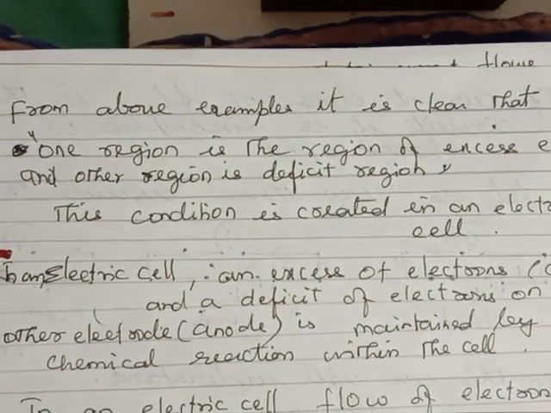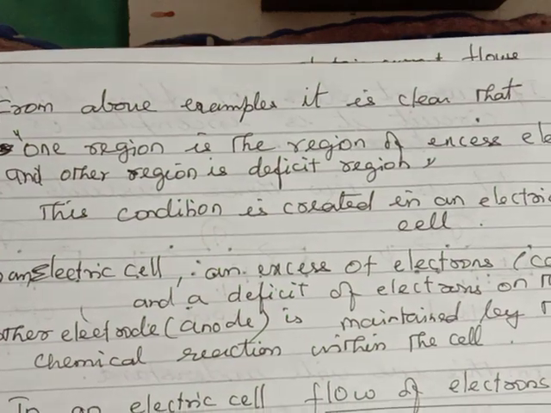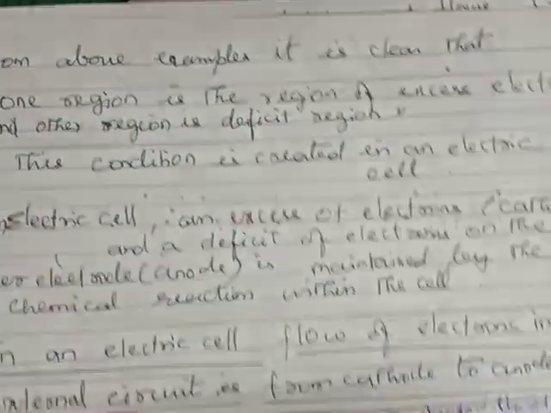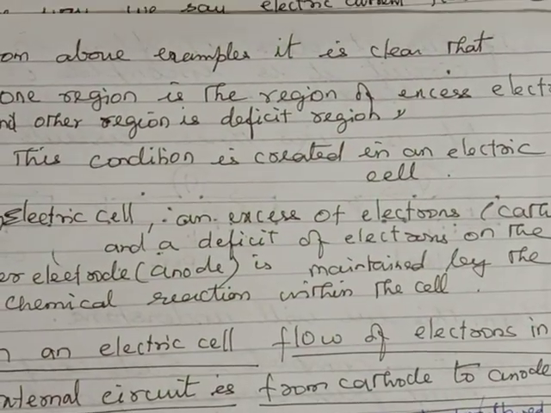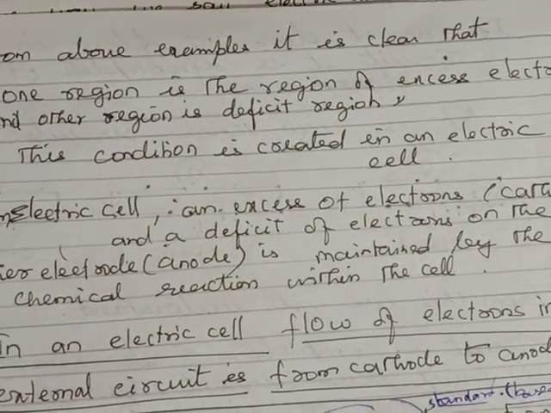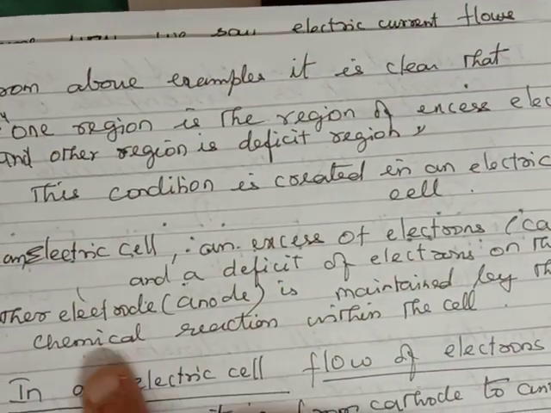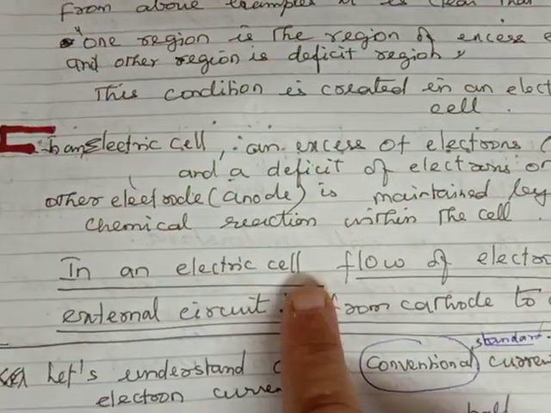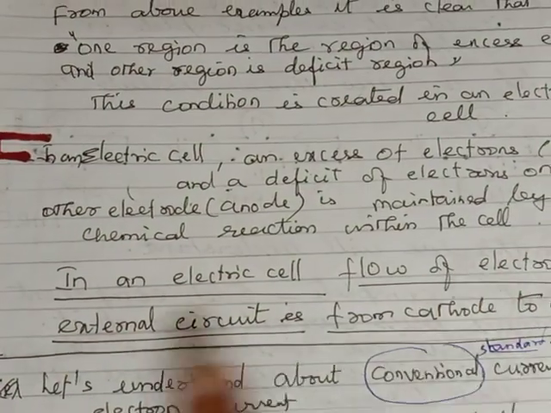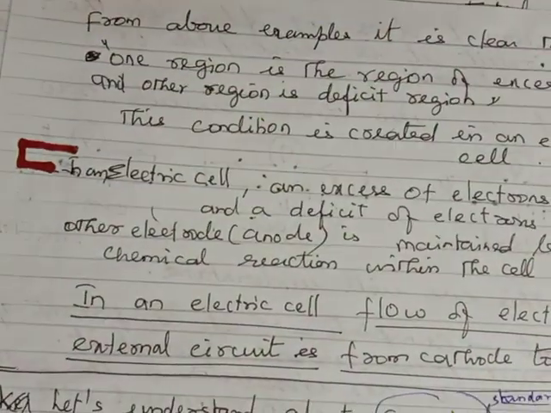One end always has an excess number of electrons. The other region always has a deficit. This condition is always created in an electric cell. As long as this condition is maintained, we can keep on drawing current from the electric cell. So this is the concept here. What happens inside? A chemical reaction takes place within the cell. In an electric cell, the flow of electrons in an external circuit is from cathode to anode. So that also is clear for you.